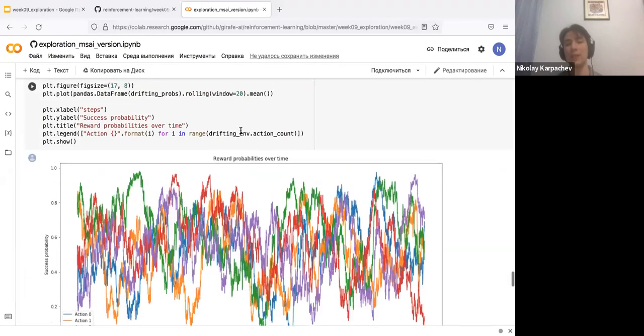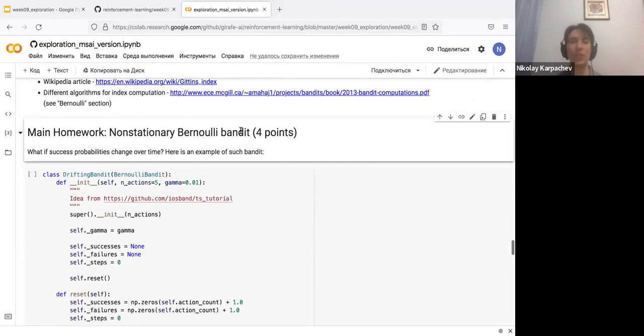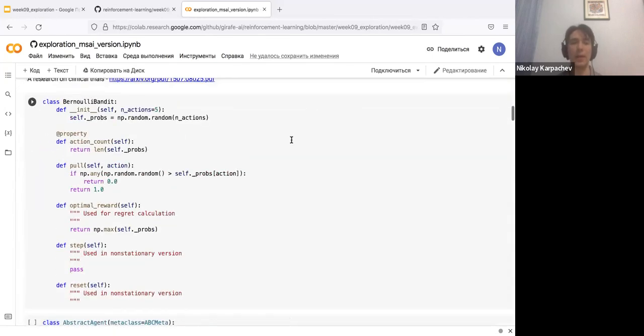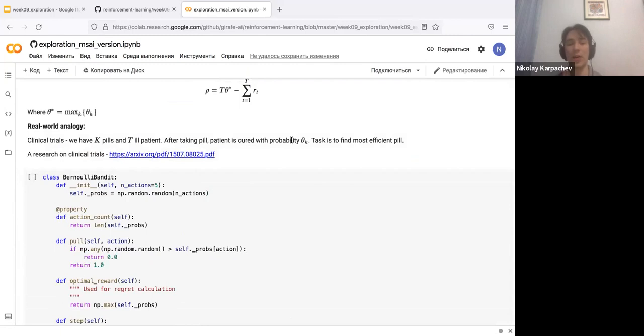The second part will be the non-stationary Bernoulli bandit. The difference is that in the simple, stationary Bernoulli bandit, the probabilities for each slot machine are fixed. So each slot machine is constant in rewards, and they don't change over time.